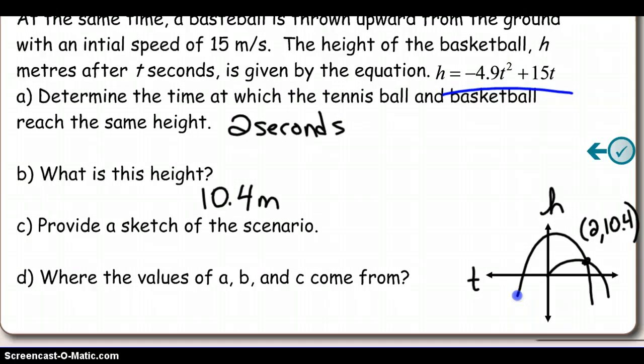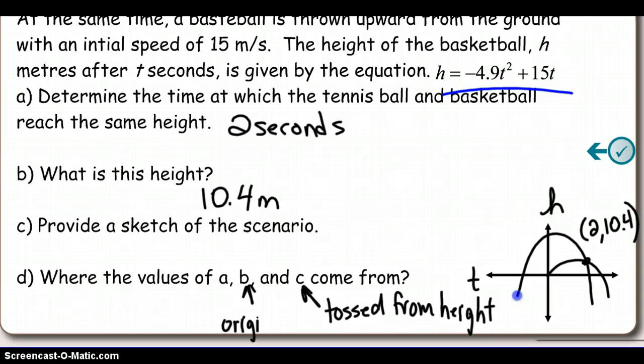So now I've sketched it. I've told you what the height is. Now where do these A, B, and C values come from? Well, hopefully you know C. C is the tossed from height. B is the original force applied to the object. And the A term, this is more like gravity. This is how gravity is acting upon the ball.